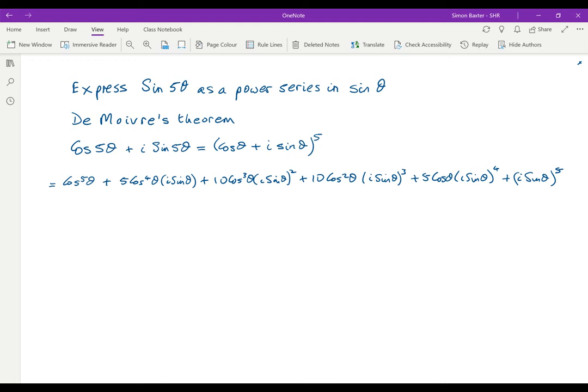We're looking for sine 5 theta. Well, sine 5 theta is the imaginary part of this number. So it must be equal to the imaginary part of this rather long number here. So the next thing we're going to do is to equate imaginary parts.